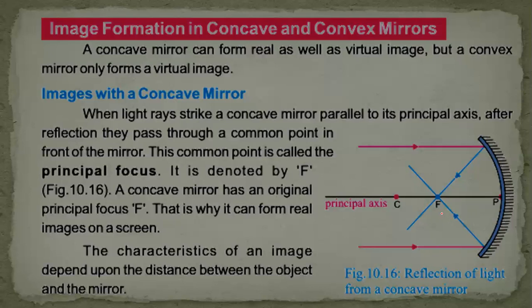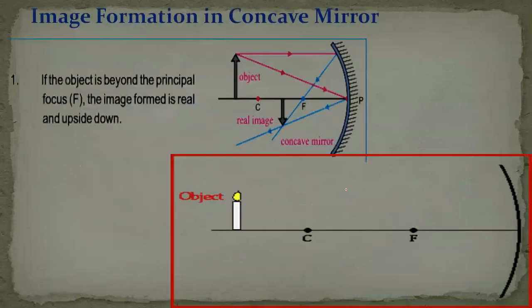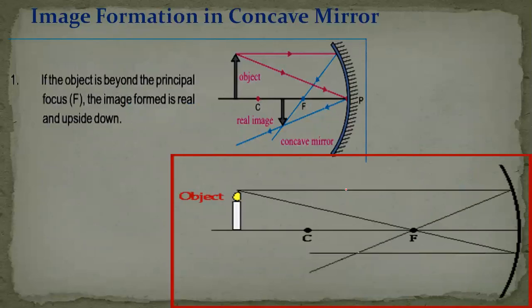A concave mirror has a real principal focus F. That's why it can form real images on the screen, because the image is formed on the same side where the object is placed. Now we'll see different characteristics, that if we move the object anywhere in front of the concave or convex mirror, how the image is formed.